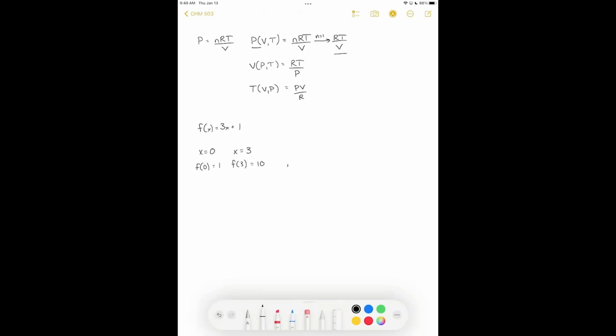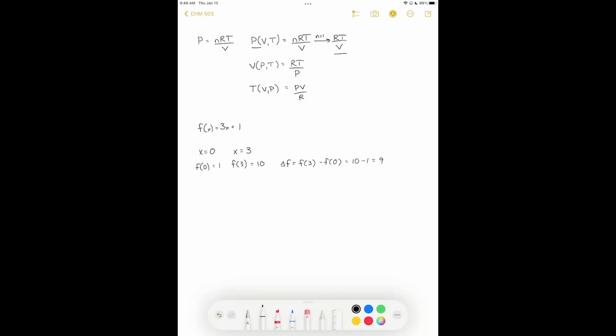So the difference there, delta f, would be f of 3 minus f of 0, which is equal to 10 minus 1, which is equal to 9. So when x changes by 3, f changes by 9. And I can do that because I have the function. Now, what if I don't have the function?